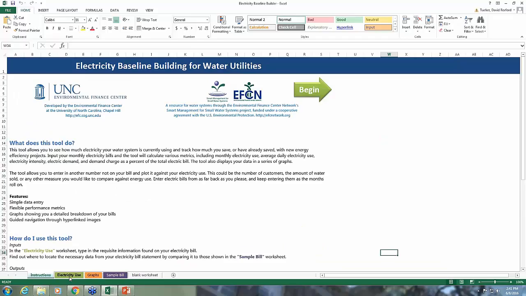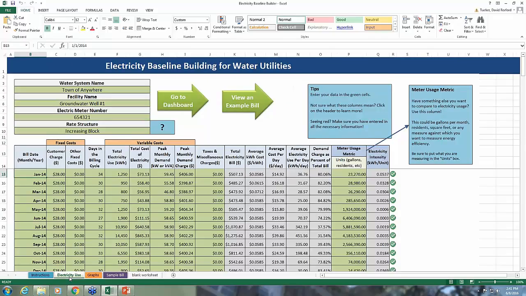The first tab that you're going to work with is the Electricity Use tab, and it's pre-populated for you with imaginary bills from an imaginary electric utility provider to you as the customer. All of the dark green boxes here, this is where you're typing things in. The gray and blue boxes, you're not typing stuff in there. The gray boxes, we've got formulas in there to calculate things for you.